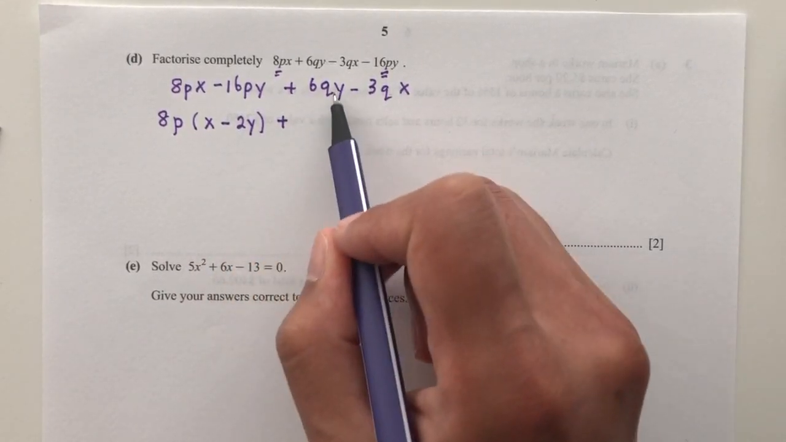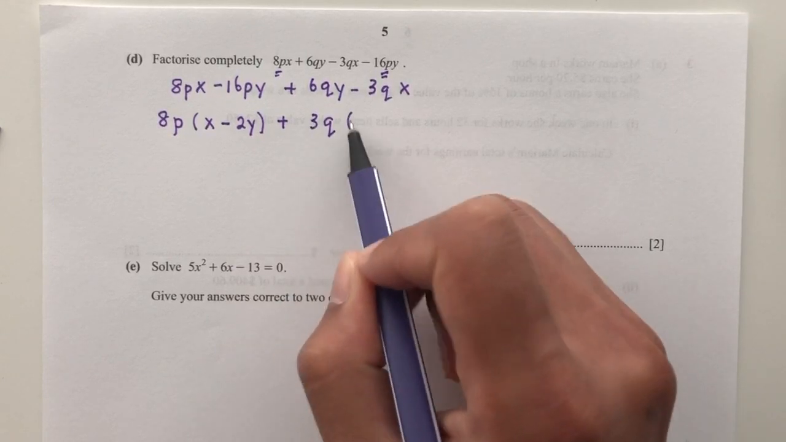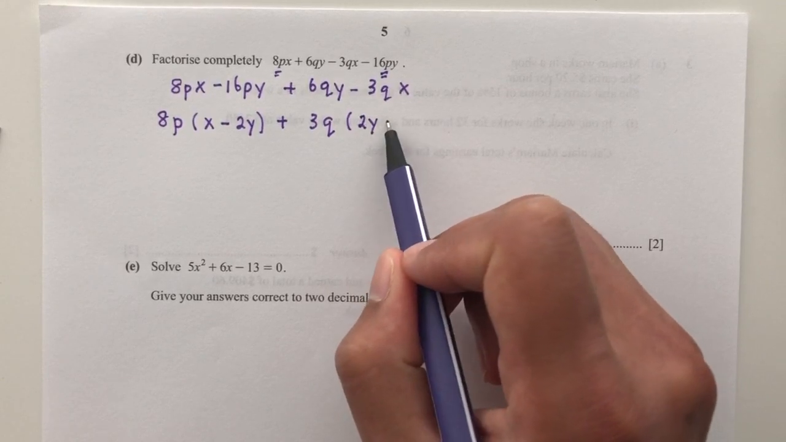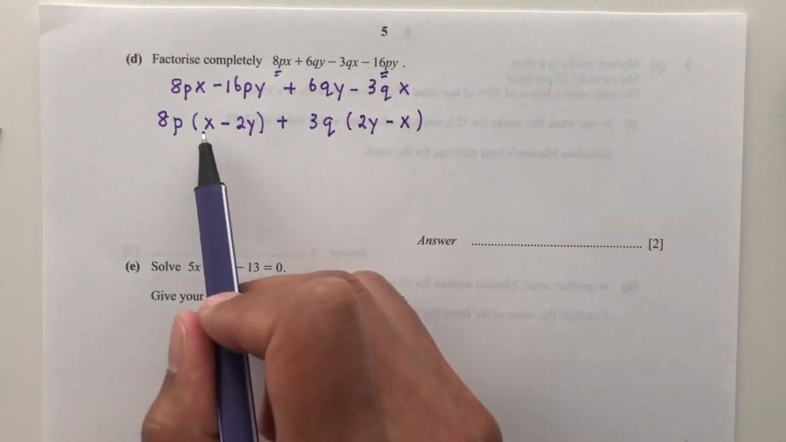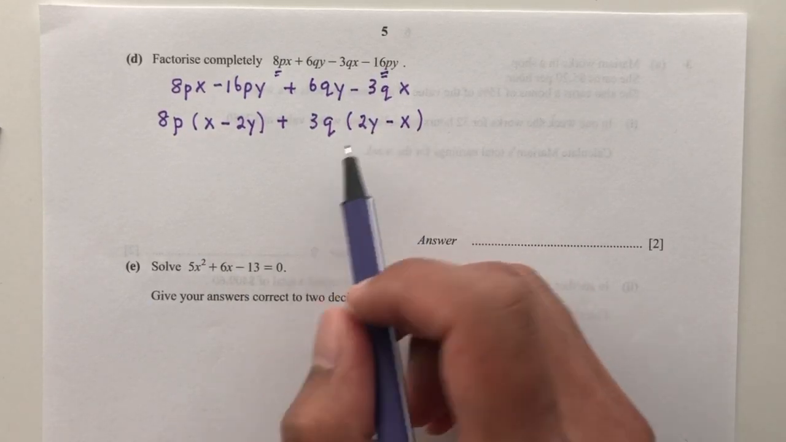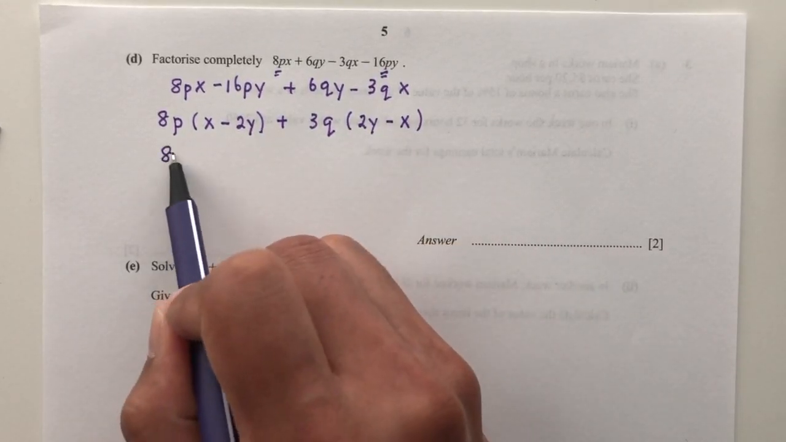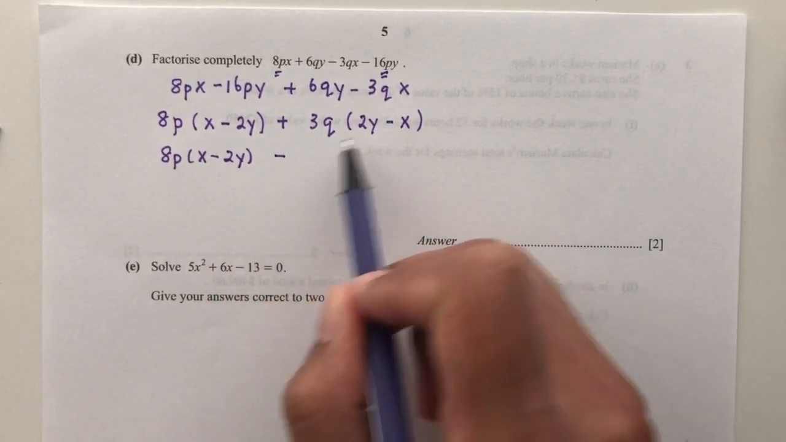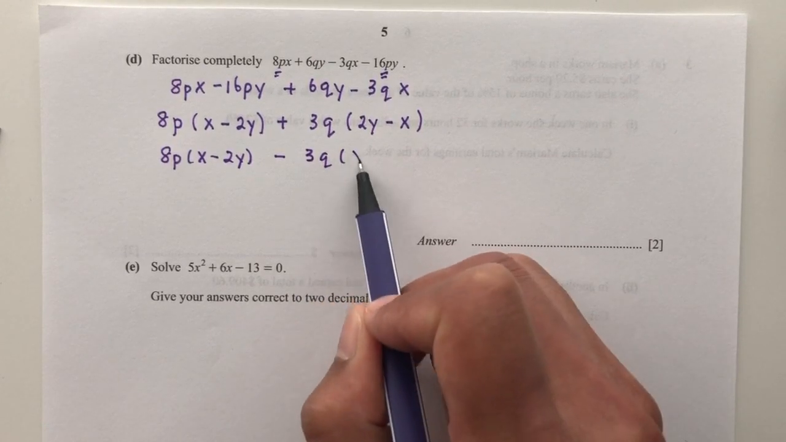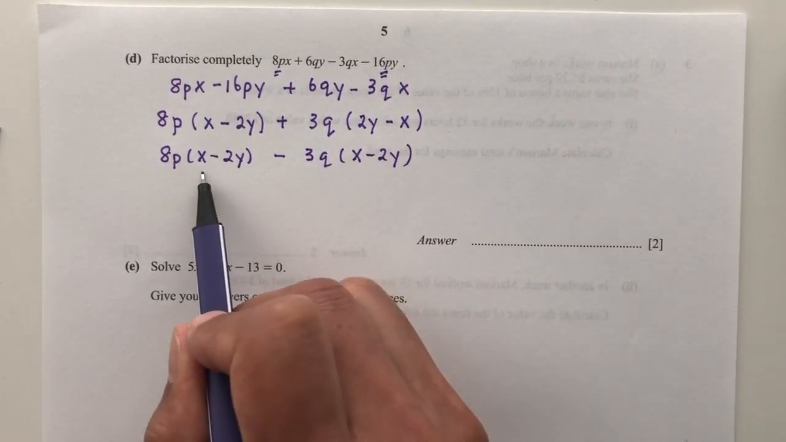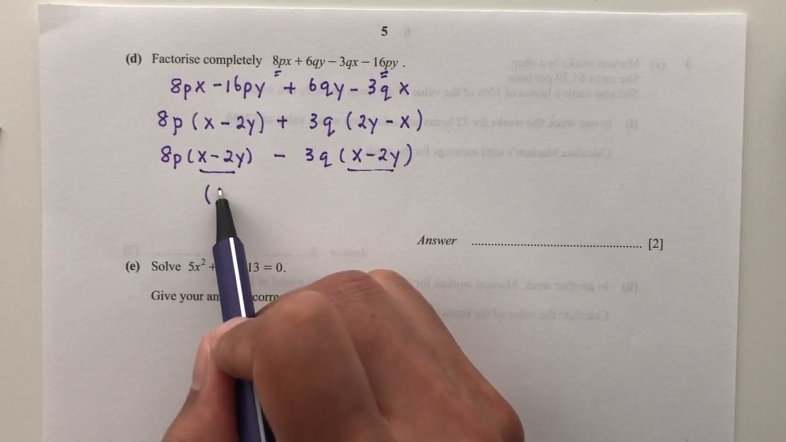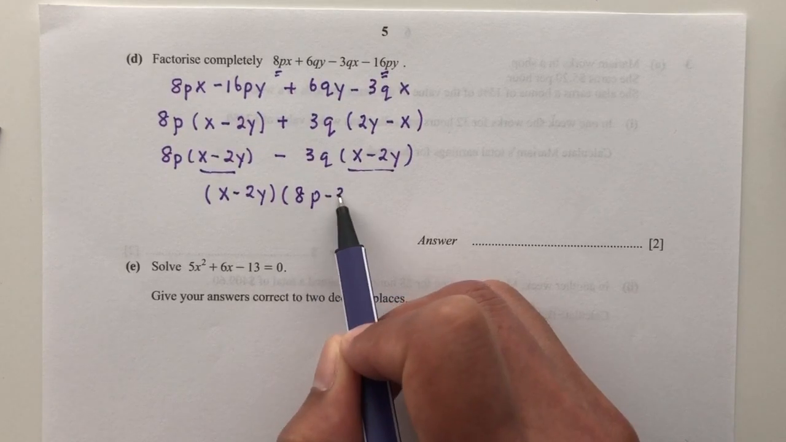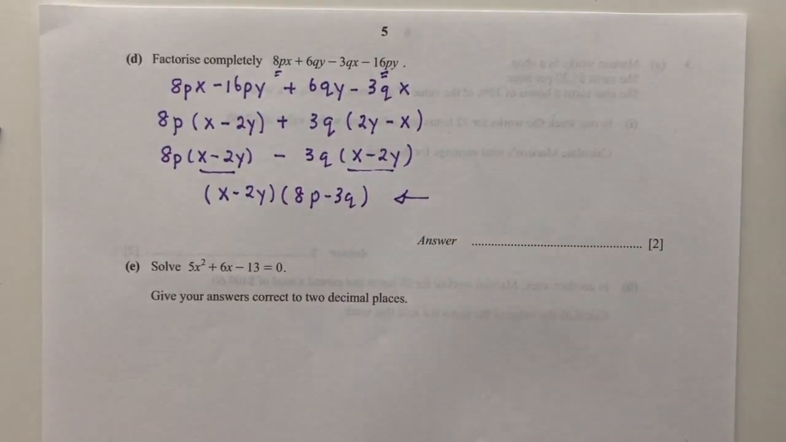Now plus this one, q is the same and 3 is the same. So let's take out this 3q. You will have 2y minus x. Now you have x minus 2y and 2y minus x. So let's take out minus in this one. So let's rewrite this down again. You'll have this on this side, and then take out minus. You'll have 3q, and you'll have x minus 2y. So this one and this one is the same. We take it out. You'll have this multiplied by 8p minus 3q. So this will be your answer.